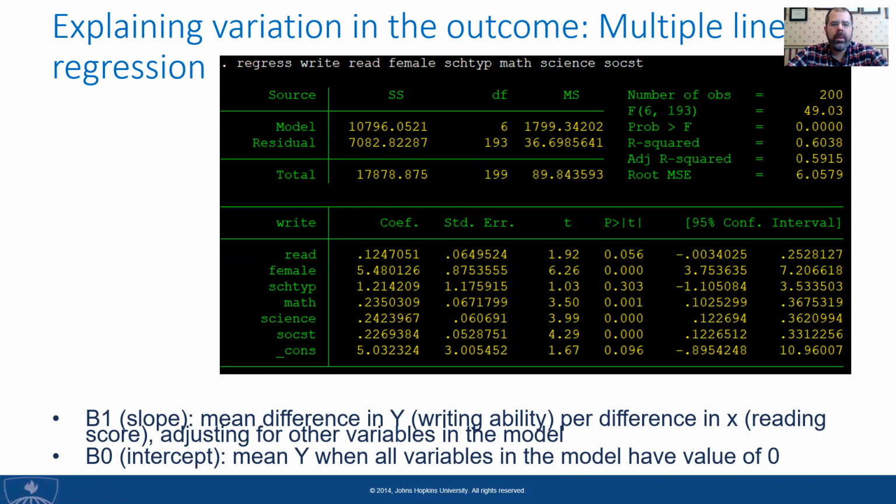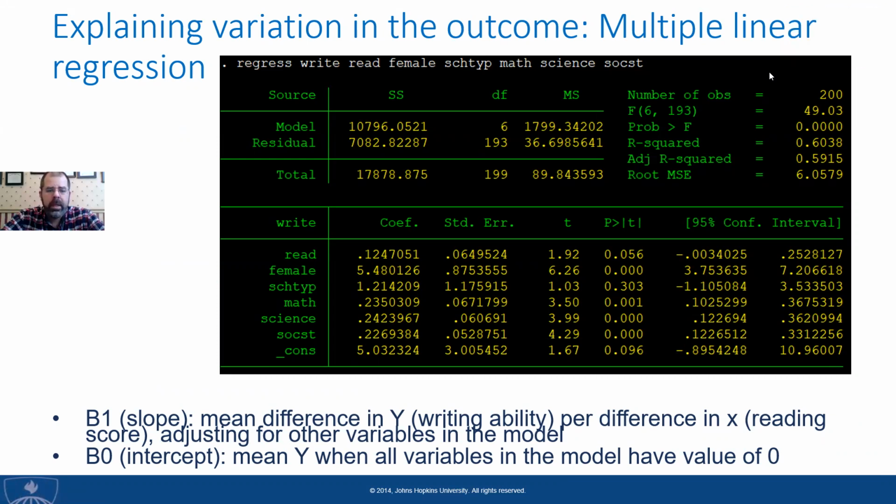Here I'm showing a linear regression with multiple predictor variables. So this is multiple linear regression, which is different from simple linear regression, which had only one covariate. In multiple linear regression, you can have any number of variables. Here, the slope is still interpretable as the mean difference in writing ability per difference in reading ability, adjusting for all of the variables in the model.